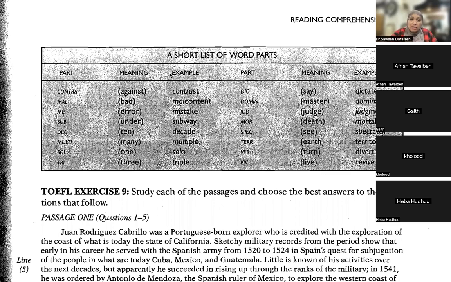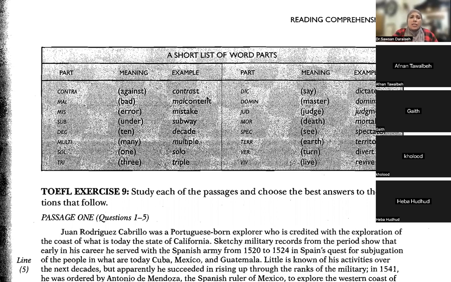Got the idea, guys? So if you ever see a word that has contra, we call it a part. This word part is not even a syllable. We call it a part, it has meaning, and the meaning of it is against. Like this is contrast, but you might have the word contradiction, right? Contradictory. All right. Got it? These are the ones that I know and use probably every day.